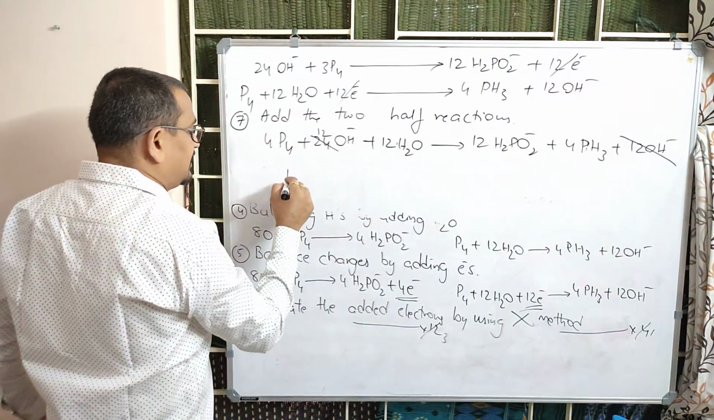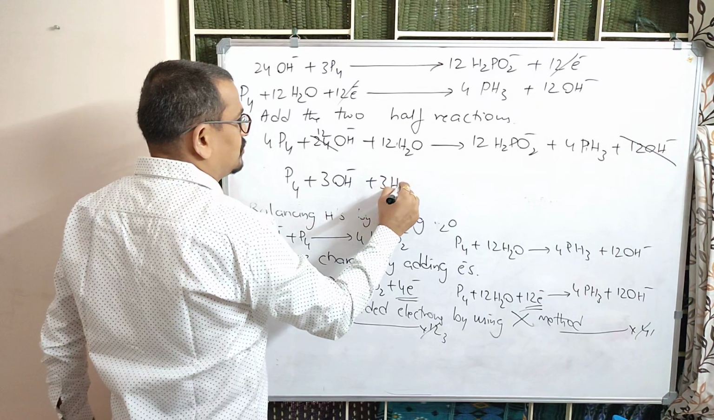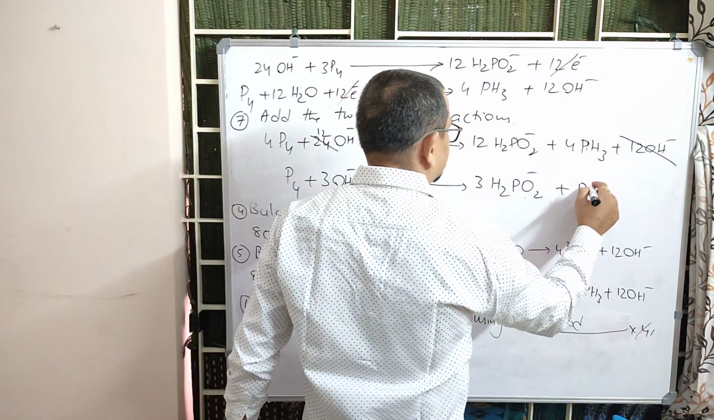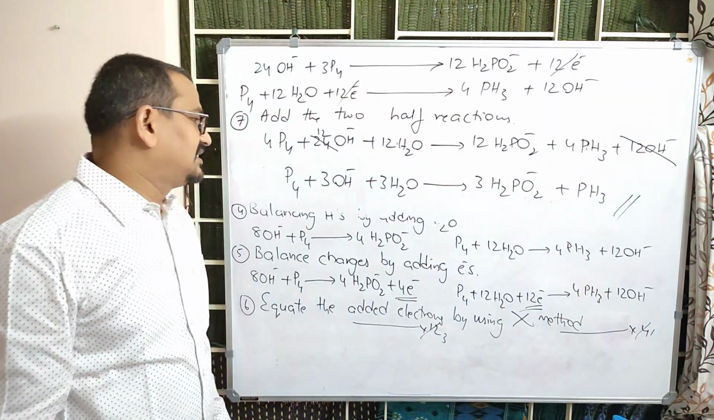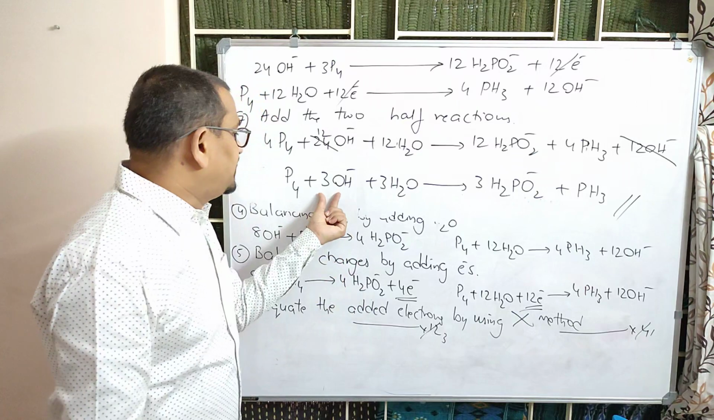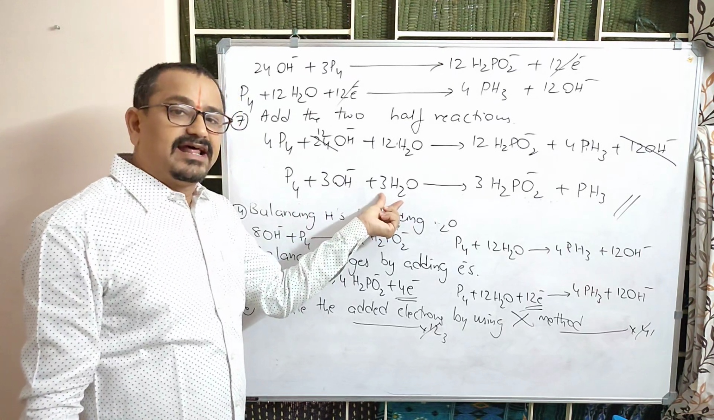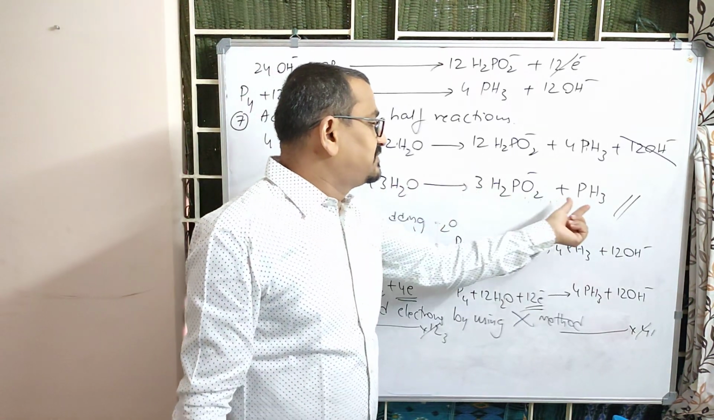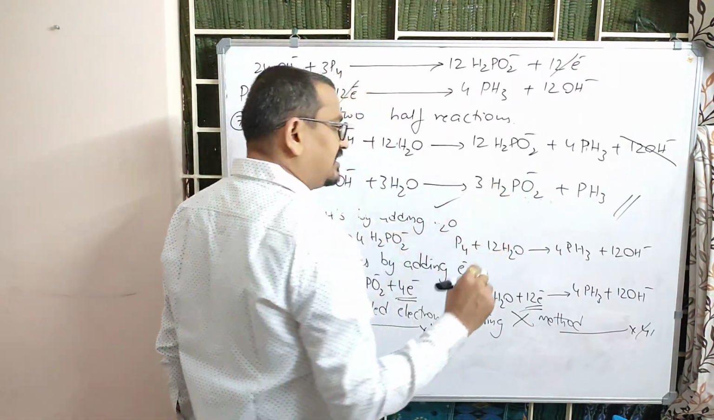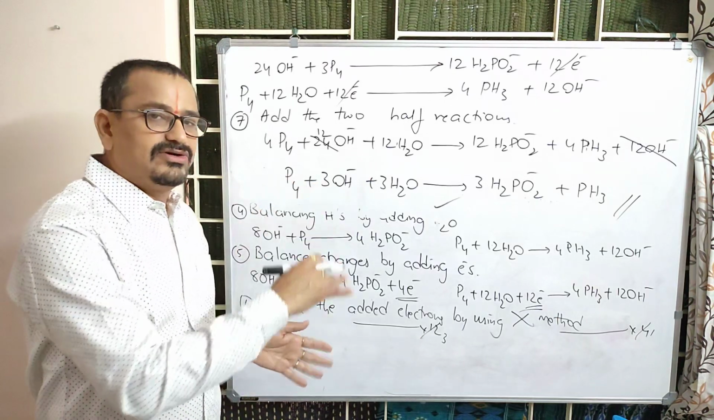Divide them by 4. Now the final equation will be P4 plus 3OH minus plus 3H2O giving rise to 3H2PO2 minus plus PH3. Now you see all atoms will be balanced. You can count it now. 4 phosphorus atoms, 3 plus 1, 4 phosphorus atoms. 3 plus 3, 6 oxygens here, 3 2s, 6 oxygens. 3 plus 6, 9 hydrogens on the left side, 6 plus 3, 9 hydrogens. Right? All atoms are balanced. 3 negative charges, 3 negative charges. This is how we can balance the redox reaction in basic medium following these steps.